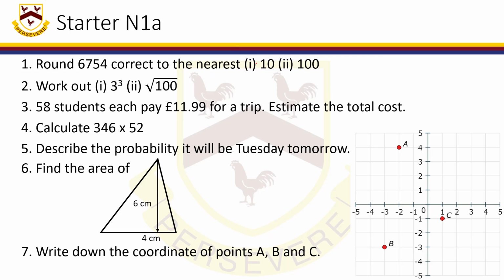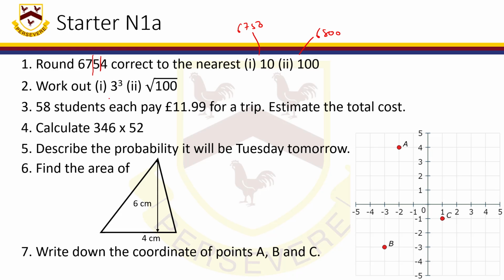Right, so these are our starter questions. Question 1, round 6,754 to the nearest 10. So that's if we put our line here. 4 does not affect the 5 because it's less than 5. So we got that one, 6,750. And to the nearest 100, draw a line here. The 5 does affect the 7. So that takes it to 6,800.